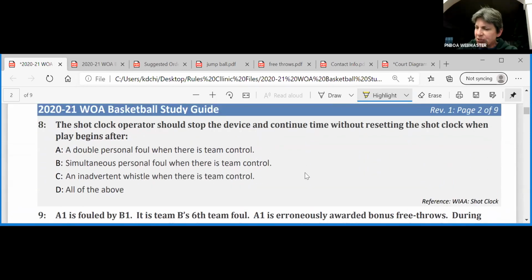Patrick, number 8. All right. Question 8. Shot clock operator should stop the device and continue time without resetting the shot clock when play begins after.